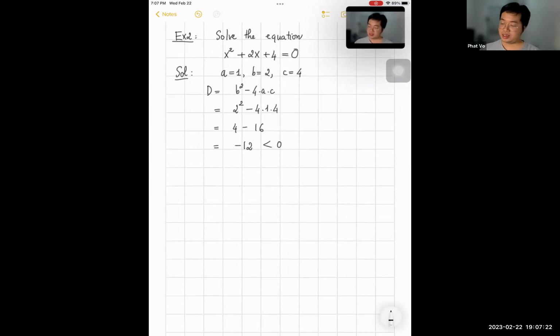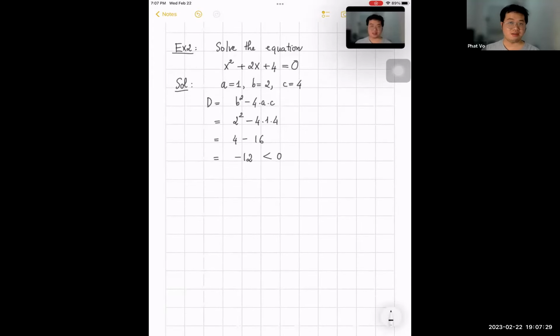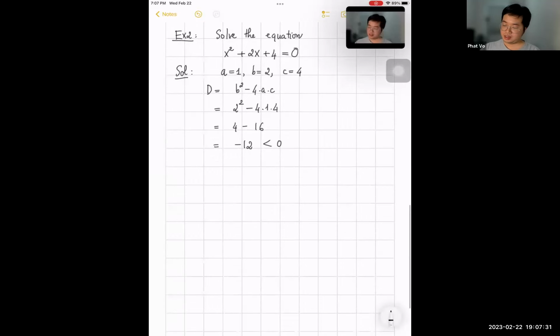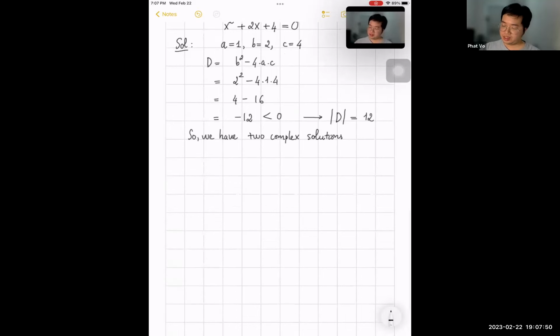Okay, so this is the case. So we have 2 solutions, right? 2 complex solutions. Okay, not 2 real solutions. So we have 2 complex solutions. So we need to find the absolute value of D, here is 12, right? Okay. The formula is as follows. You know about this, right?